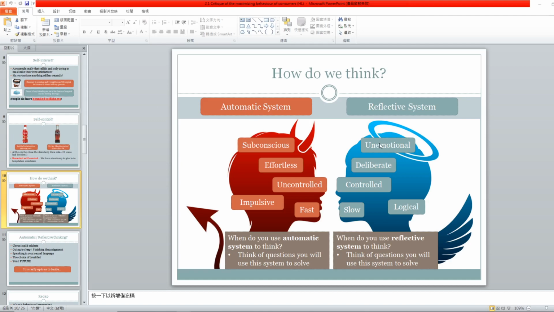But when you're talking about some rather complicated maths questions, then possibly you are going to use the reflective system to help you solve or to analyze the question. That's why, you see here, it has to be logical. You have to control it. It takes longer to think about the question in order to come up with the answer, and also all the other elements here.